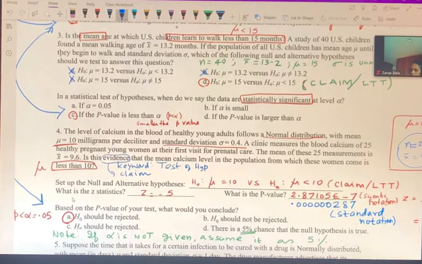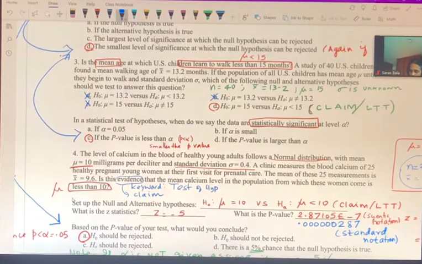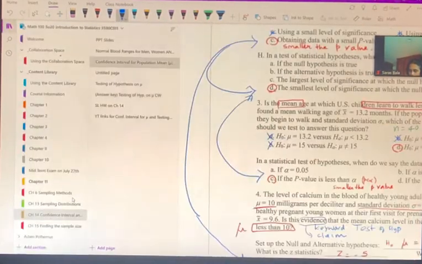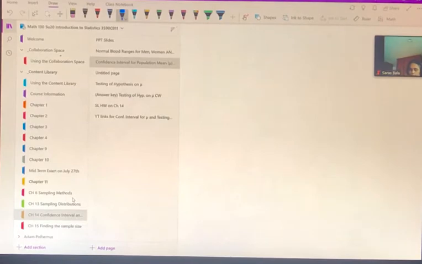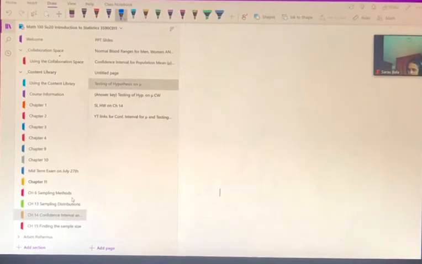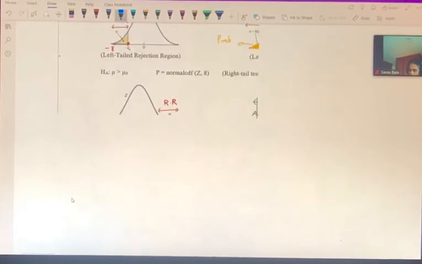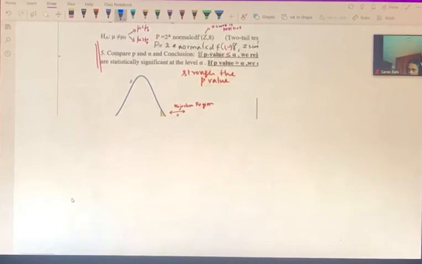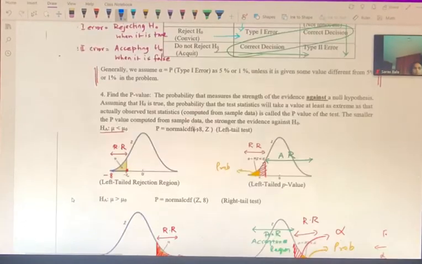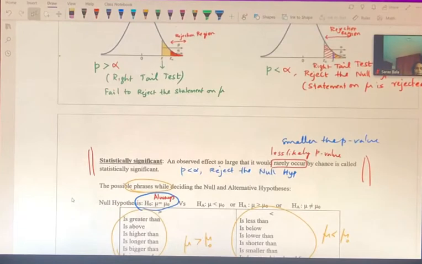In a test of hypothesis, when do you say it is statistically significant? I guess you remember the notes that I showed you yesterday. In my class notes, I have the material. I'm just going to open that again. All right, so here it is. In my notes, that is given.